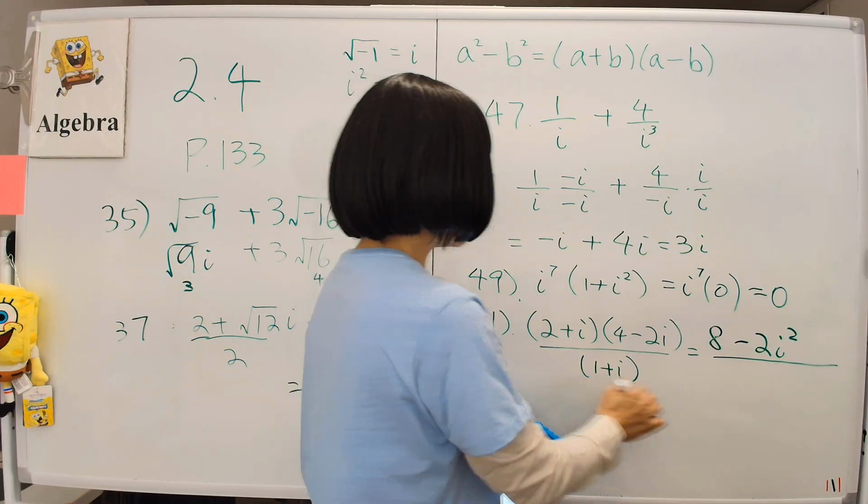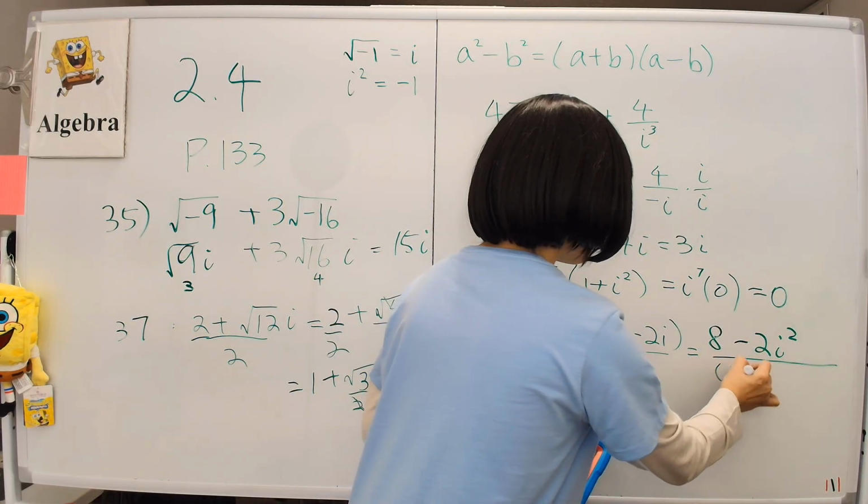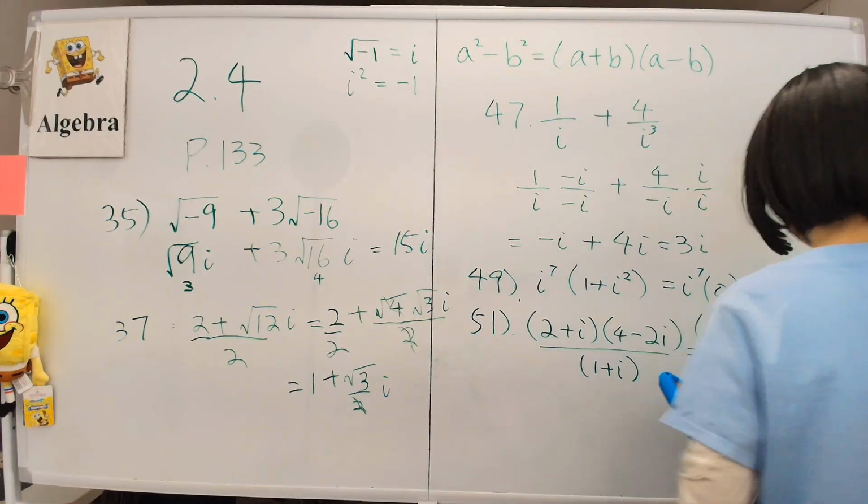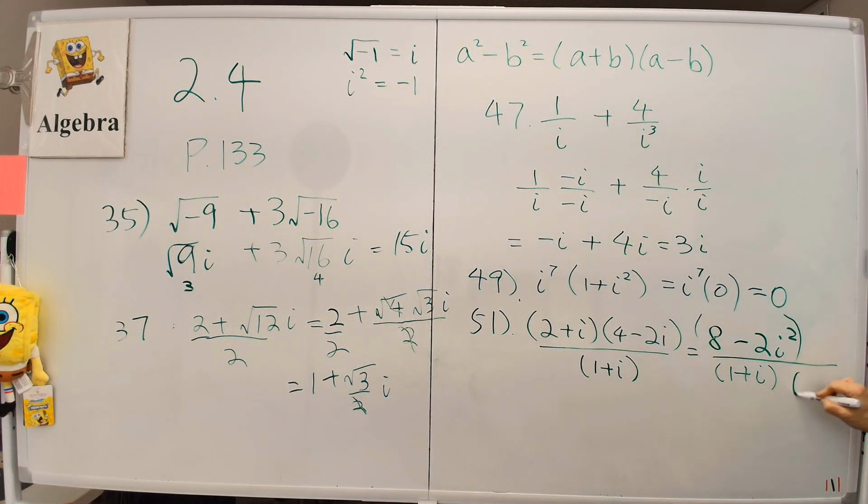And then the bottom, we still have 1 plus i. So we'll multiply this thing by its conjugate, the bottom's conjugate, which is 1 minus i, on both here. And then we are going to multiply this stuff out.